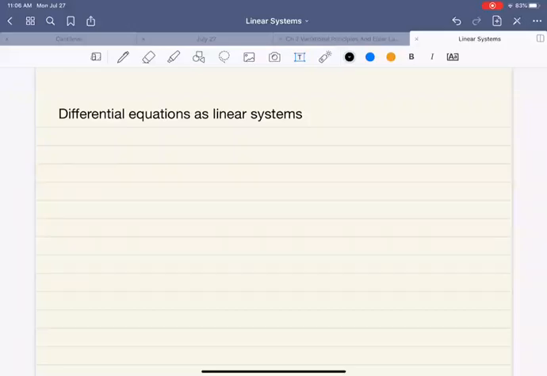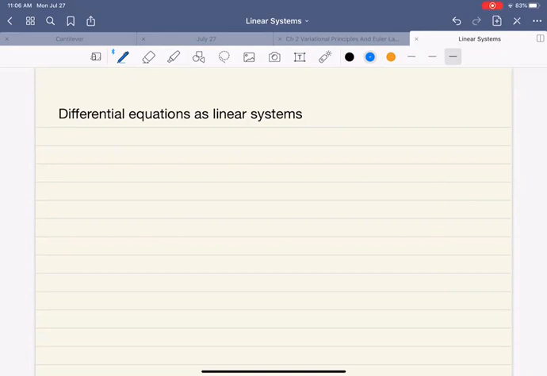All right, so now that you know how to solve systems using Octave, we're going to see how we can write a differential equation as a linear system. We'll get to the solving later, but we're going to start writing these differential equations as linear systems. Some are pretty much already there, so we're going to start with those.